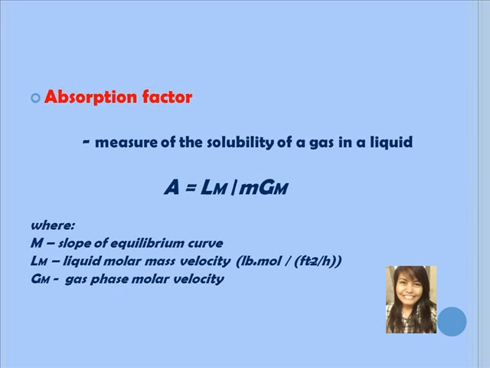The equation is A is equal to Lm over mGm, where m is the slope of the equilibrium curve, Lm is the liquid molar mass velocity, and Gm is the gas phase molar velocity.